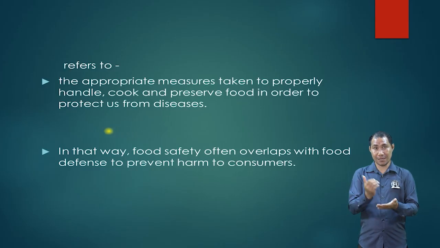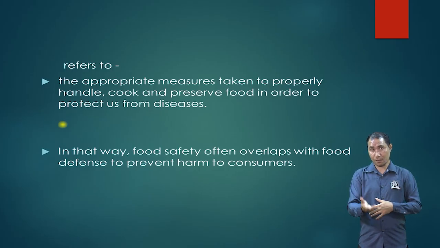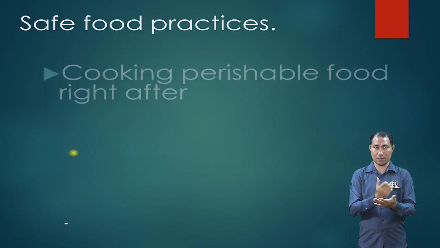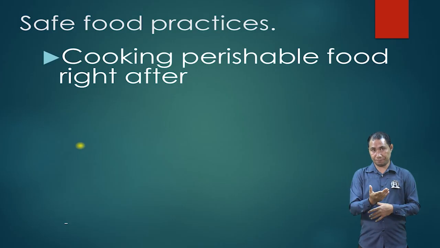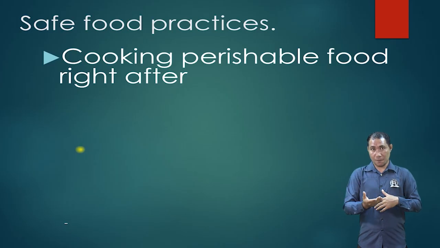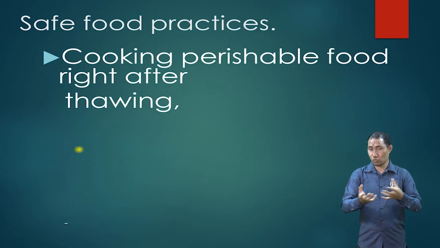Food safety also refers to the appropriate measures taken to properly handle, cook, and preserve food in order to protect us from diseases. In that way, food safety often overlaps with food defense to prevent harm to consumers. Safe food practices refer to the appropriate measures taken to properly handle, cook, and preserve food in order to protect us from disease.